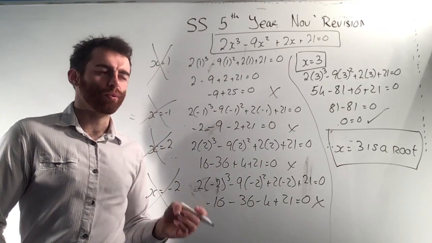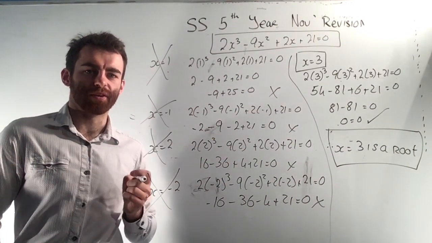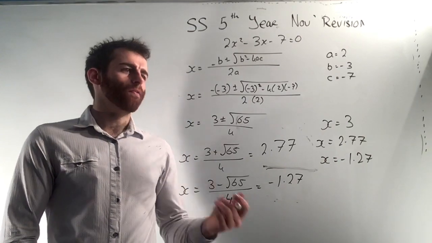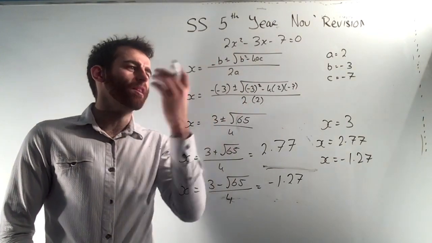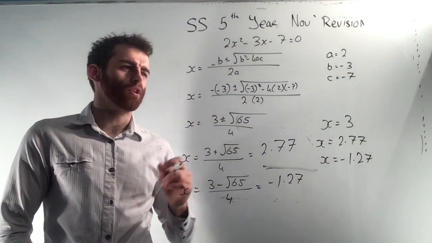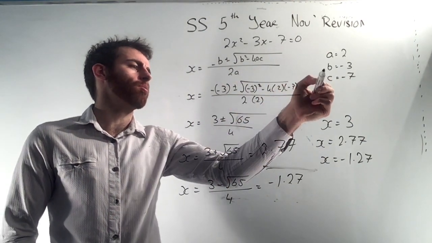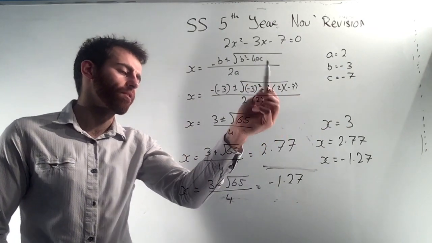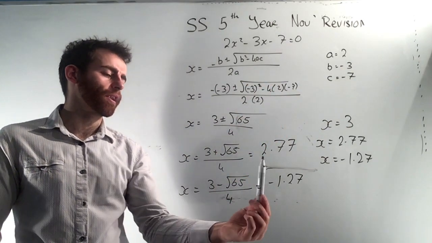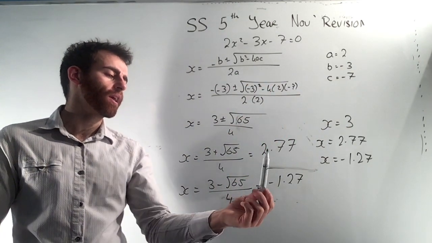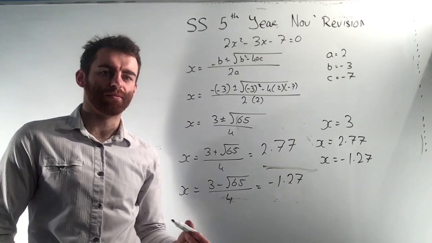Now that we know the root, we can continue on and find the other 2 factors. Okay, so to finish this one off, I need to find the other 2 roots of this cubic. So if I use my minus b formula, I subbed in my a was 2, my b is minus 3, and my c is minus 7. So I finished this one off, and I ended up with x equals 2.77 and x equals minus 1.27.